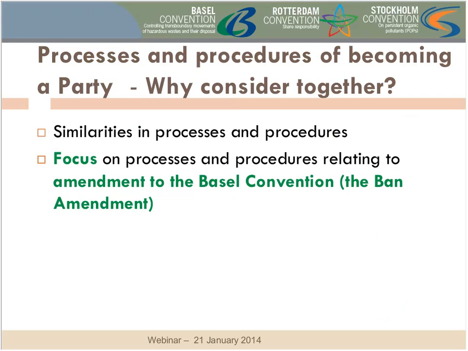Today we'll be looking at the processes and procedures of becoming a party to the convention, but with a specific focus in relation to the ban amendment to the Basel Convention. We'll look at the similarities in these processes and procedures, and I will also try and highlight for you where there are distinct differences between the requirements of each convention.